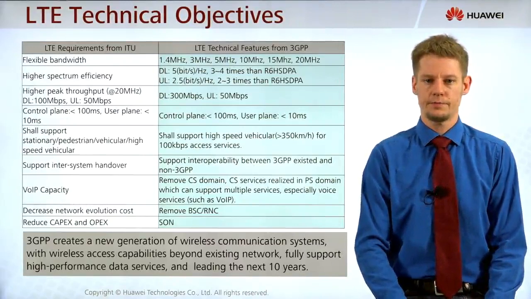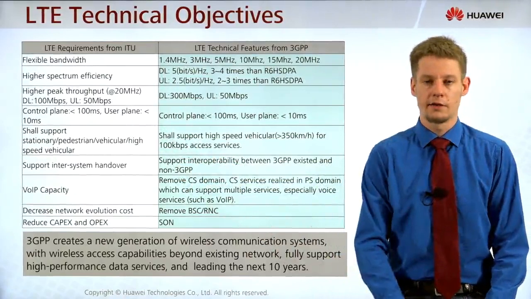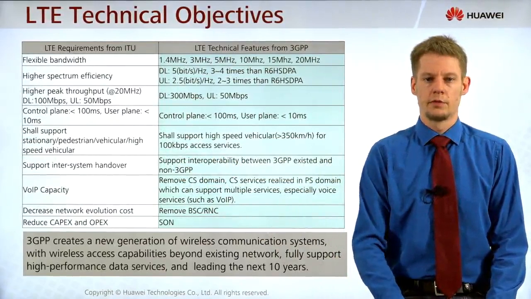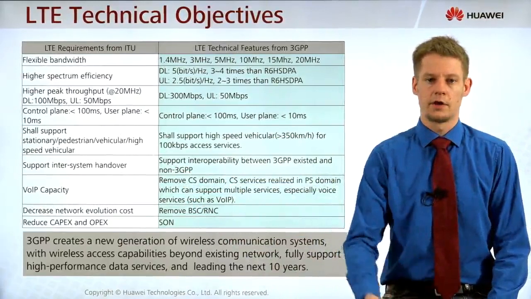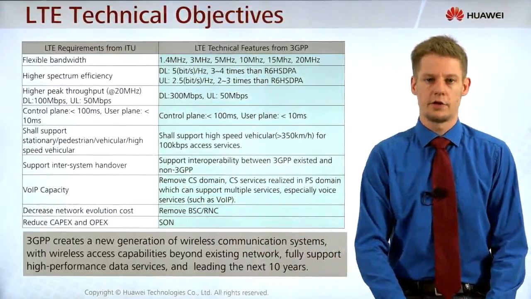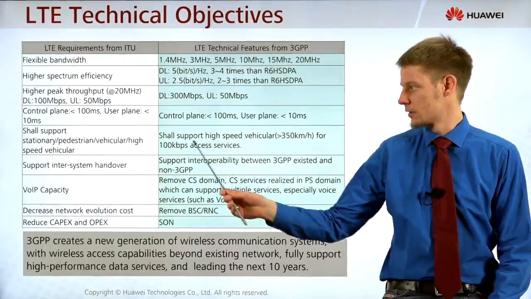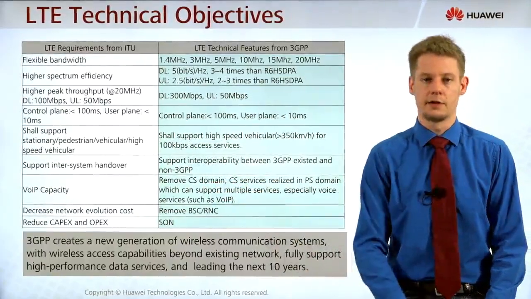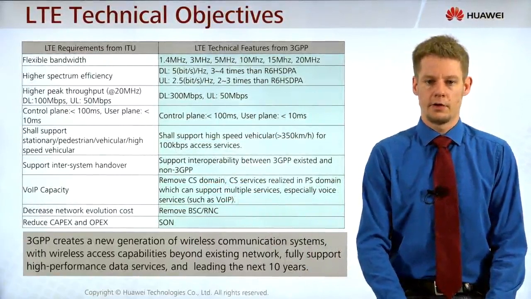mobile network. We wanted to have small latencies for control plane and user plane, which was designed to be fulfilled by LTE. We also should make sure that when people are traveling with high speed, for example in trains, they should still have a significant data rate. For example, in LTE, we have at least 100 kilobit per second at high speeds, and so on.